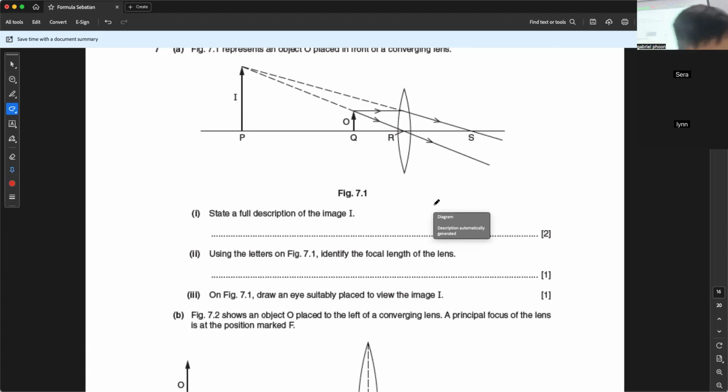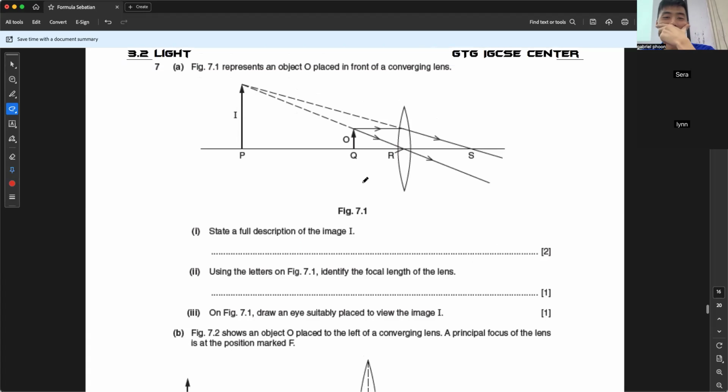Okay, anyways, everyone, please pay attention to this part here. I've seen some terrorizing answers already, and I've had enough. First and foremost, you look at this question here, they ask you for the full description of the image, which you're supposed to write the three things: real or virtual, magnified or diminished, inverted or upright. In this case, will it be real or virtual? Virtual. Please write the full word. Then will it be upright or inverted? It will be upright. And then will it be magnified or diminished? It will be magnified. Bam, 2 marks here, easy.